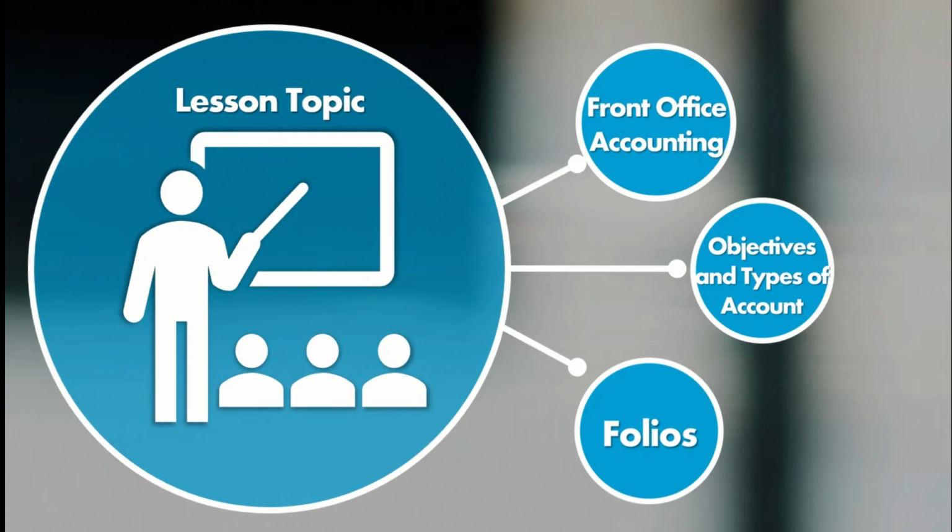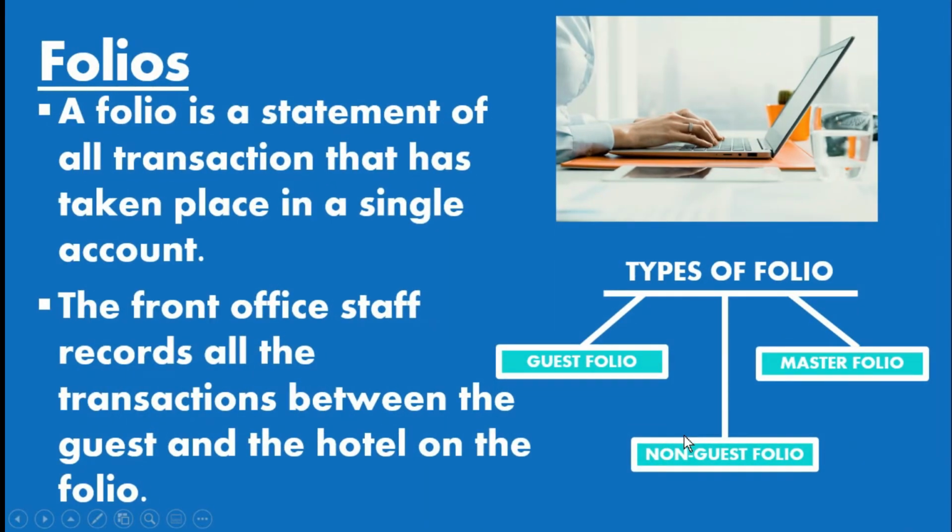Now, let's proceed to our last topic for today, and these are the folios. Folios. When we say folios, a folio is a statement of all transaction that has taken place in a single account. The front office staff records all the transactions between the guest and the hotel on the folio. So again, a folio is a statement of all transaction that has taken place in a single account. The front office staff records all the transactions between the guest and the hotel on the folio.